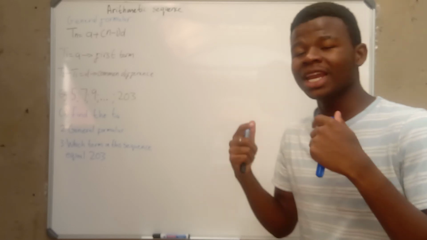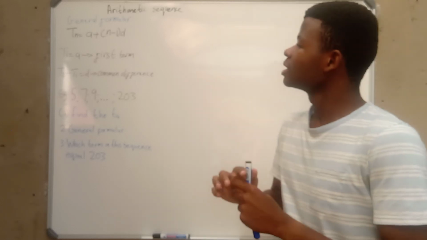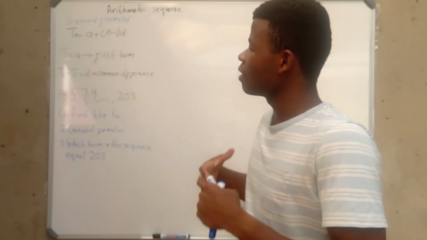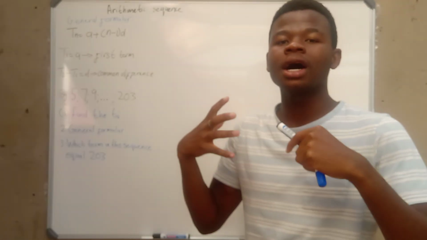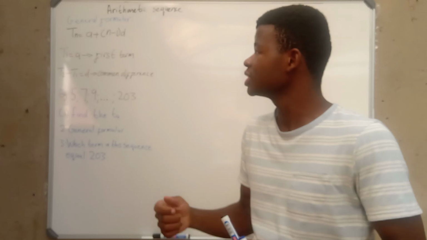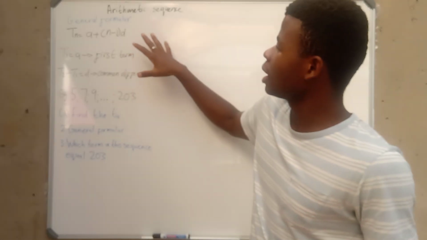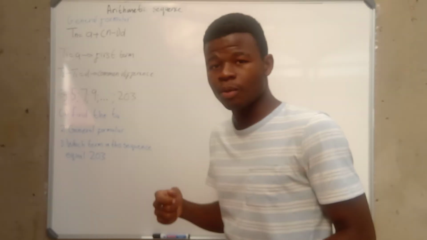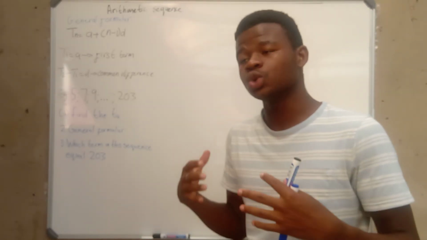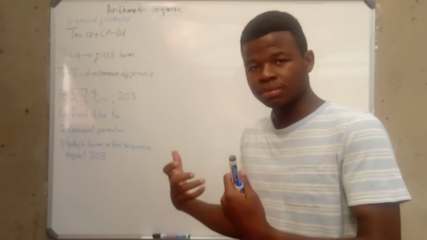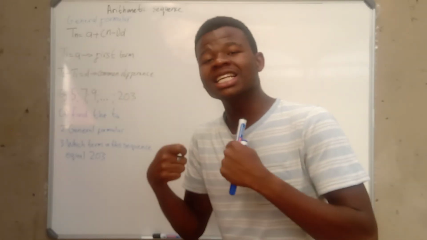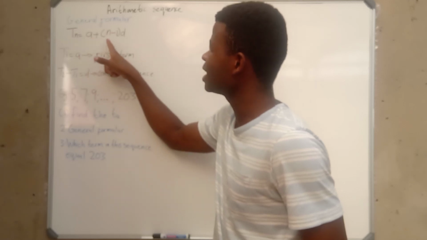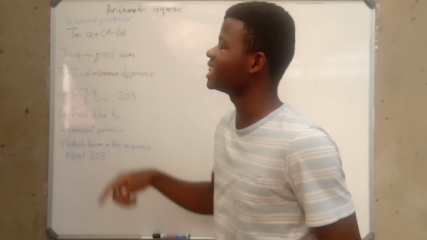Okay, so guys, on the exam, they are going to require you to find the general formula. But before I introduce you to the exam questions, let me first explain what the general formula is. The general formula is the formula that helps you to get other terms. Its expression is written as Tn = a + (n - 1)d.